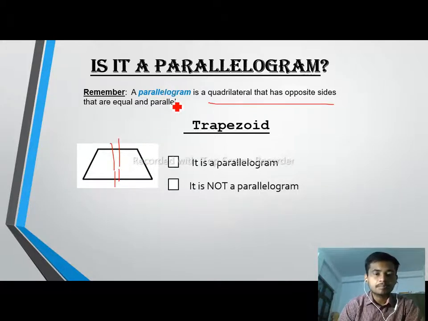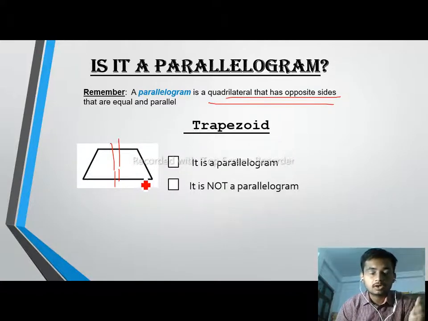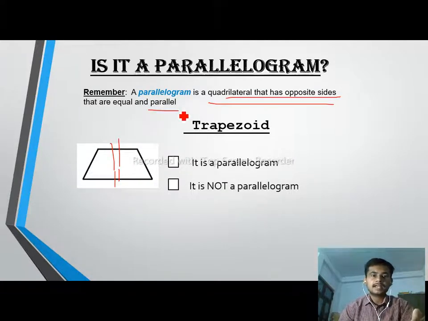Now let's see the property of a parallelogram. A parallelogram is a quadrilateral that has opposite sides equal and parallel. Let's see why a trapezoid is not a parallelogram. Because it has exactly one pair of parallel sides, but these parallel sides are not equal. It has parallel sides, but the sides are not equal. That is why a trapezoid is not a parallelogram.